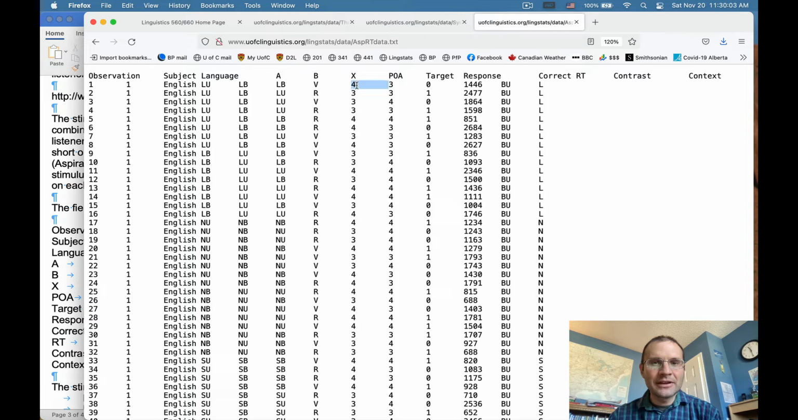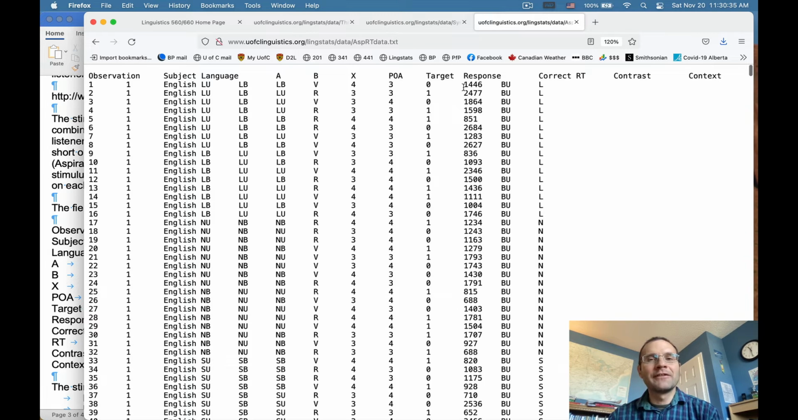The part of this which gets interesting is that this is the target, this is what they're supposed to respond with, and this is what they actually respond with. And then this is whether or not they're correct, 0 for incorrect and 1 for correct. What we're going to focus on in this particular exercise is the response time. So this is measured in milliseconds. 1,446 milliseconds is 1.446 seconds, or this one here is 2.477 seconds.